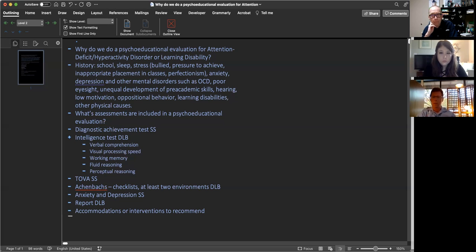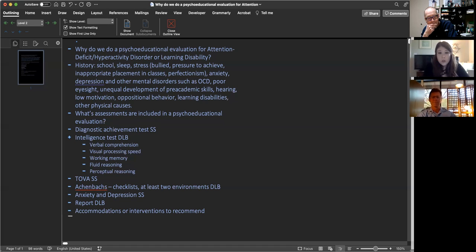We don't want to just go, oh, they have a hard time with attention, it must be ADHD, let's give them some medicine, when maybe there are other things going on. So it's very thorough. All right. So once we get the history taken care of, let's talk a little bit about some assessments that are included in the evaluation, starting with the diagnostic achievement test. So Summer, why don't you talk a little bit about that?